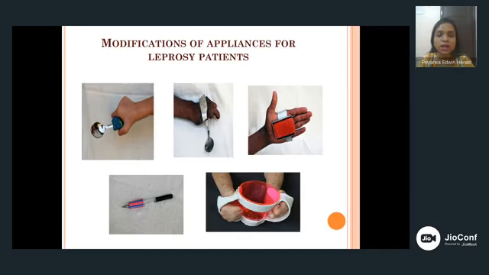And these are the modifications of appliances if the leprosy patient has lost their digits, or if they have major debilitating fixed deformities which we cannot do anything about with exercise or reconstructive surgeries. Then we give these appliances to the patient to increase their ability and to make their life easier. You can see we can give spoon holders, cup holders. We make the tip of the pen broader for them to write. So these are all the appliances which we give for leprosy patients. So this is all about leprosy.